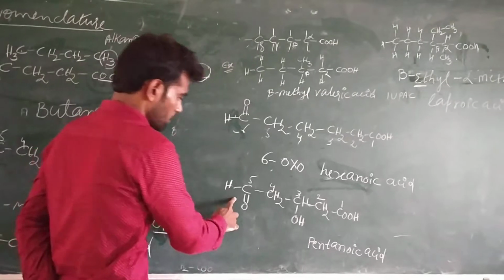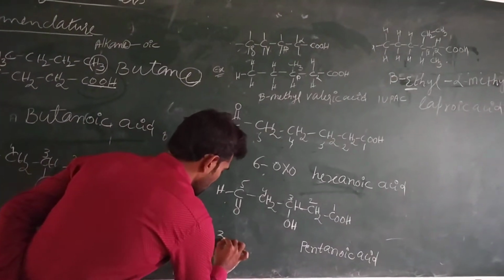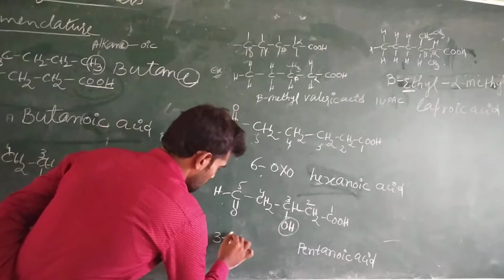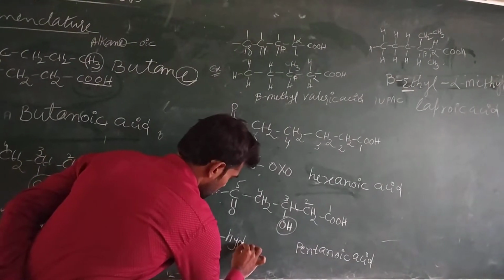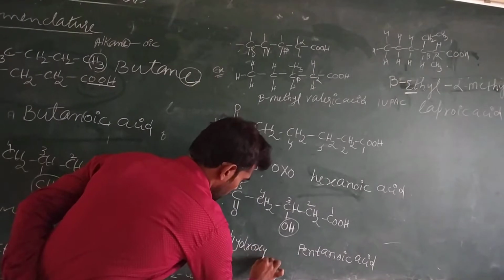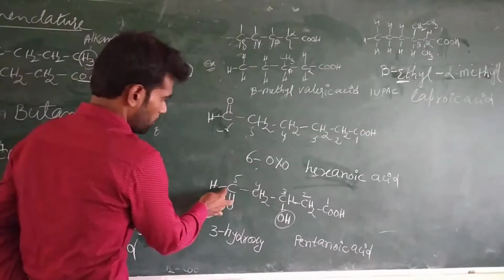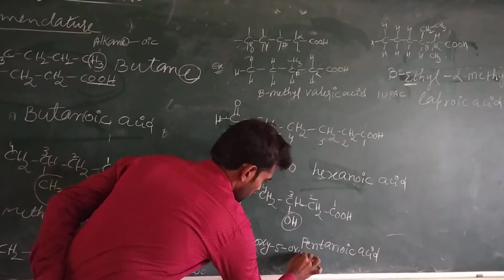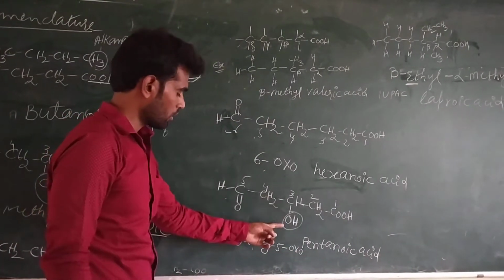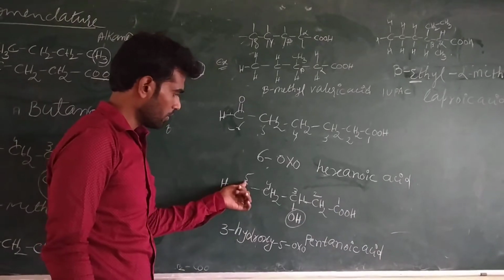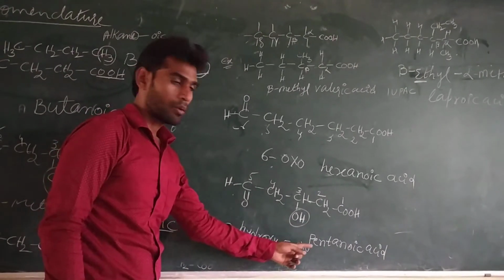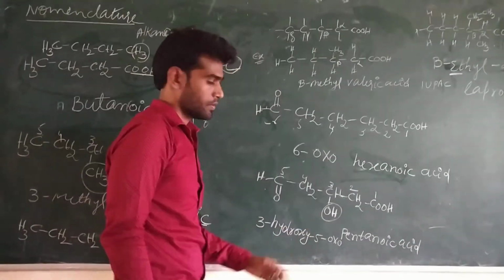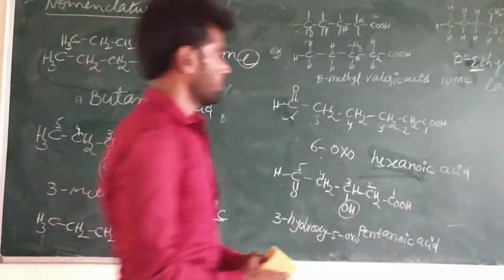Now see, the name of the substituent is hydroxy. 3-hydroxy. 5-oxo. 3-hydroxy 5-oxo pentanoic acid. So let us discuss one more example.